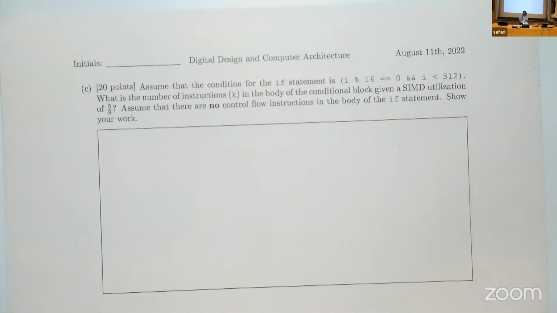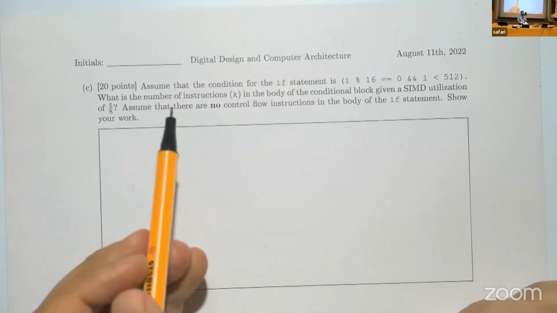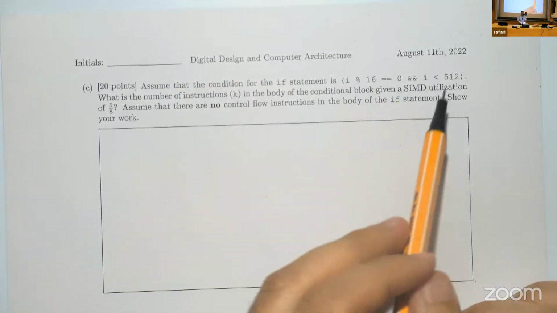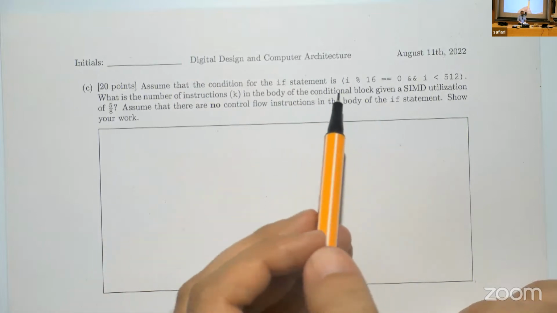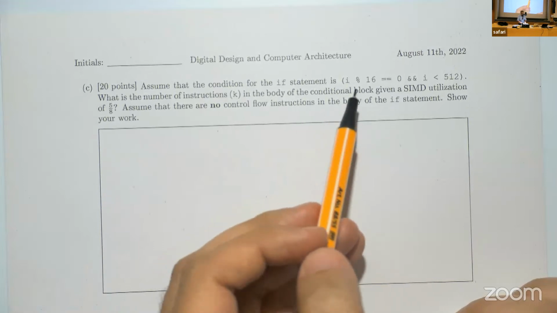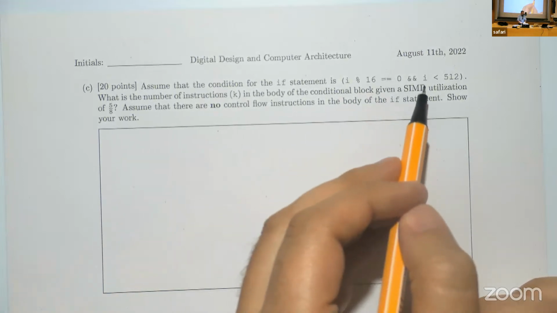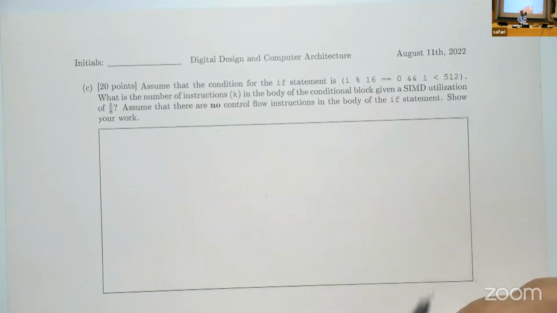Okay, so part C is a bit harder than part B. We just changed the if statement: we will enter the if block if i mod 16 equals 0, and i is less than 512.